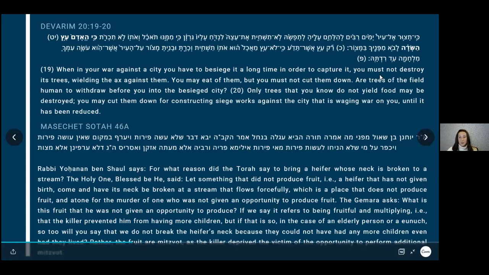So the Gemara asks, we're continuing at the bottom here, about halfway through the Gemara on the bottom. The Gemara asks, what is this fruit that he was not given an opportunity to produce? Like, what are we actually talking about here? Real fruit? What are we talking about?